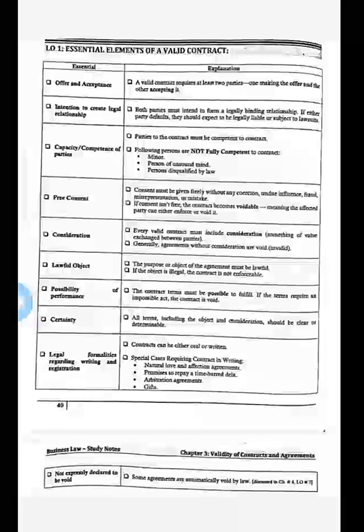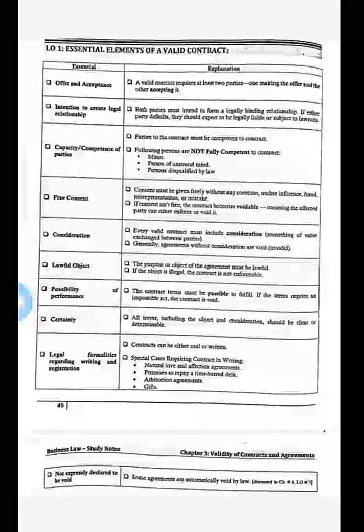Then we have the capacity, competence of parties. All the parties must be competent to contract. Competent means they must not be a minor, or a person of unsound mind, or a person disqualified by law. So who is a minor? A minor is someone who is below the age of 18 as per Pakistani rules. And a person of unsound mind is a person who is not well in mental condition.